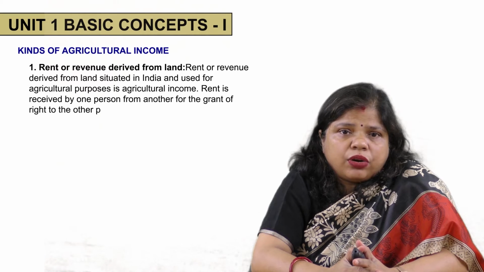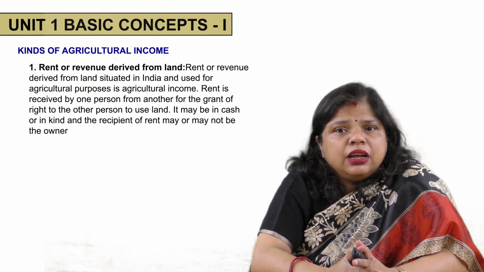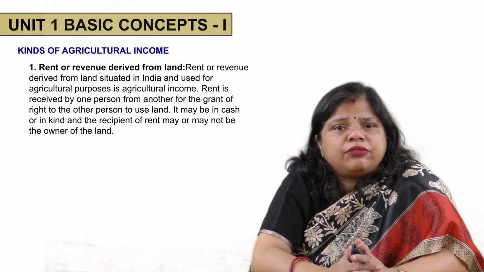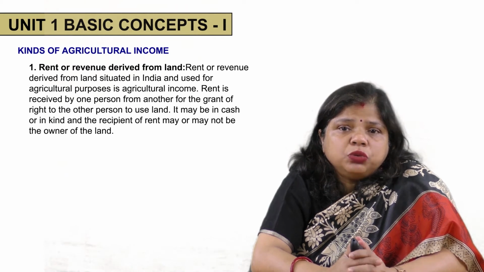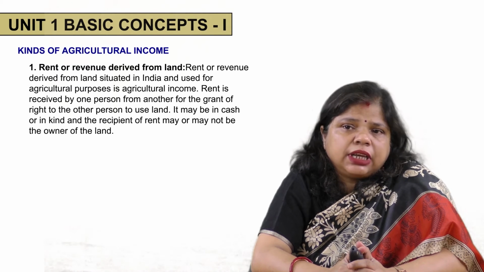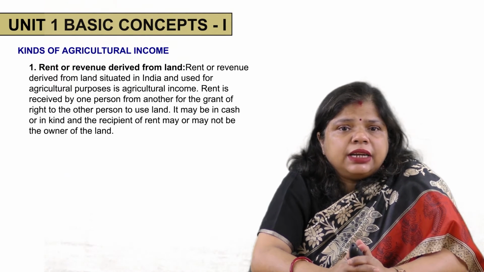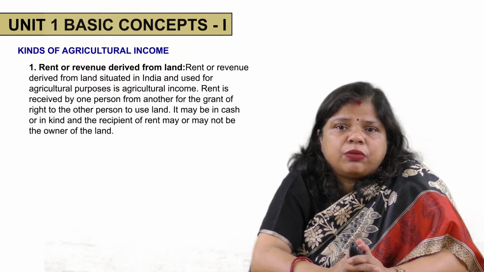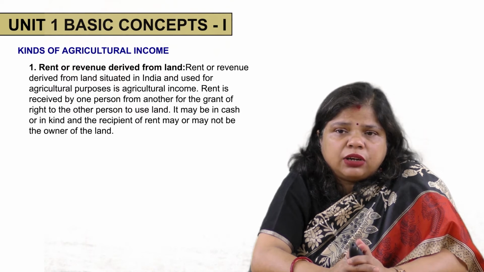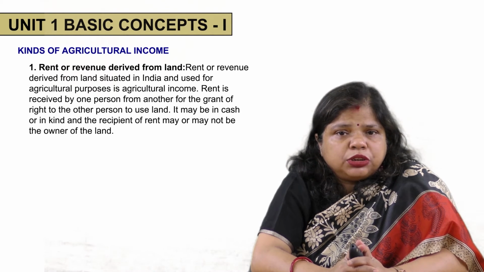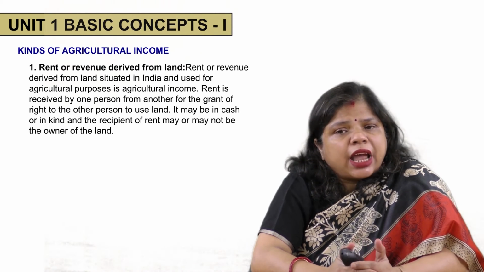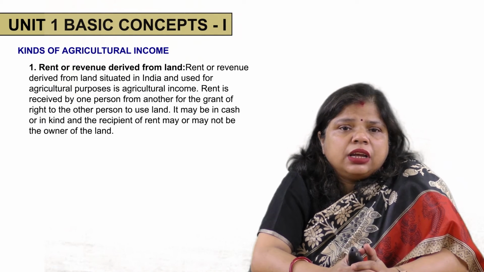First is rent or revenue derived from land. Rent or revenue derived from land situated in India and used for agricultural purpose is agricultural income. Rent is received by one person from another for the grant of the right to the other person to use land. It may be cash or it may be in kind.